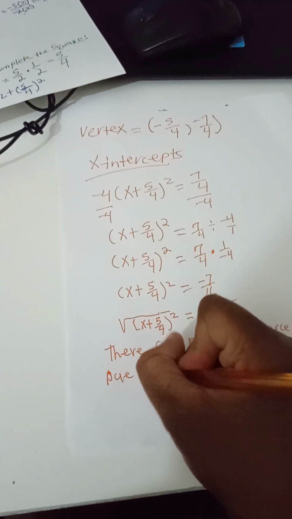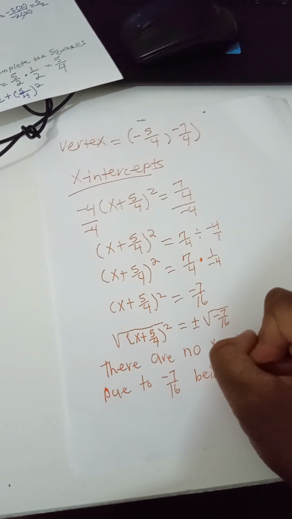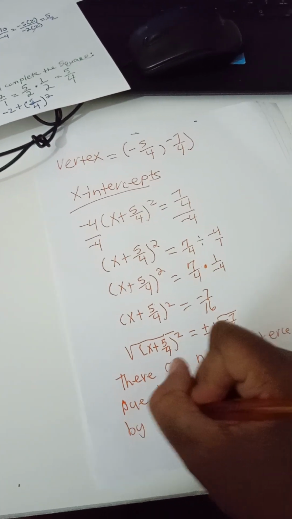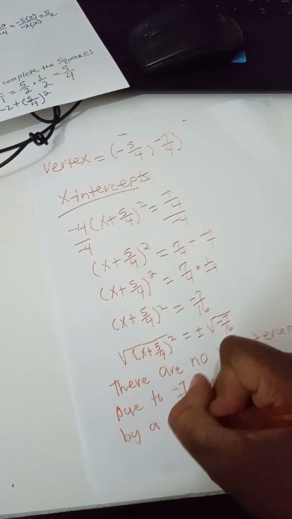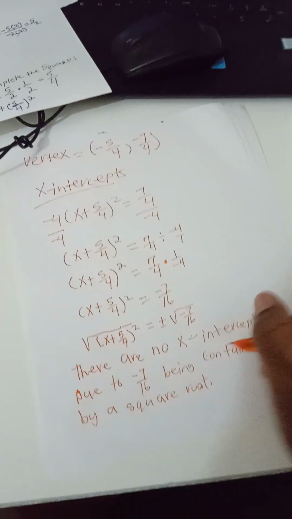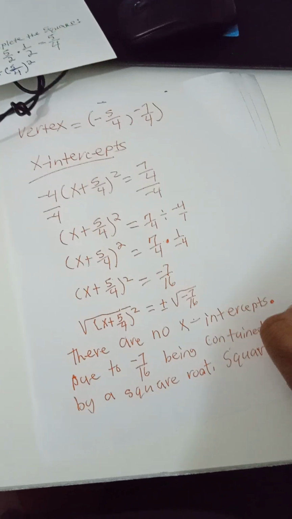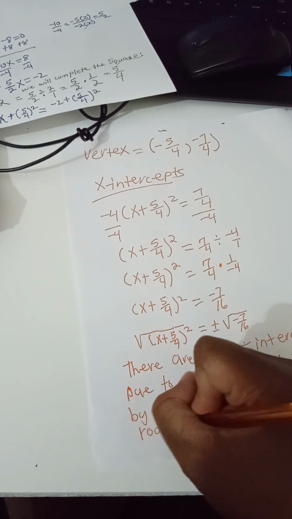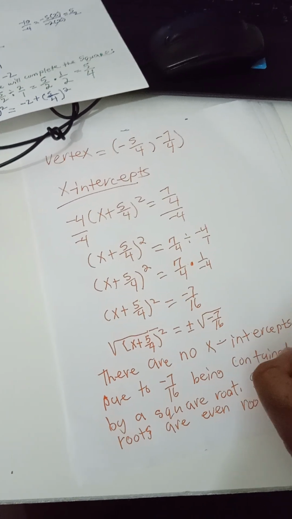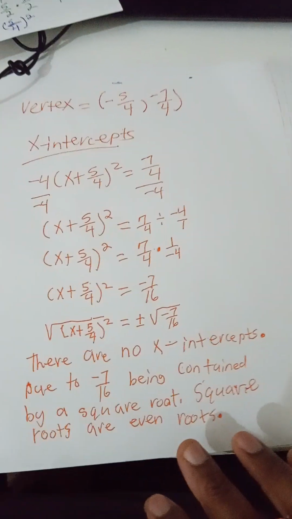Due to -7/16 being contained by a square root, and square roots are even roots. Okay, it's perfect. Let's let this marinate for a little bit.